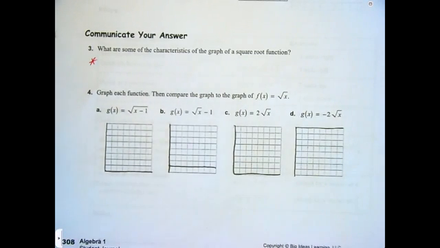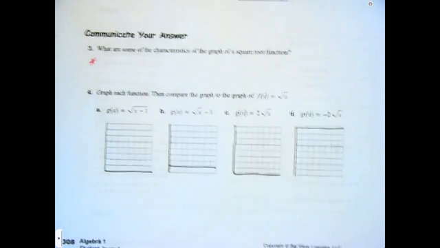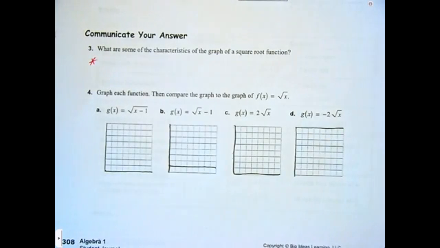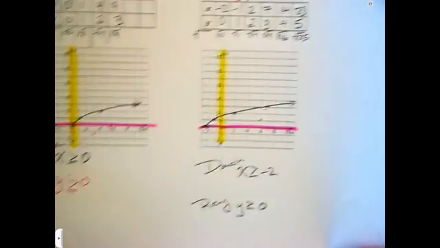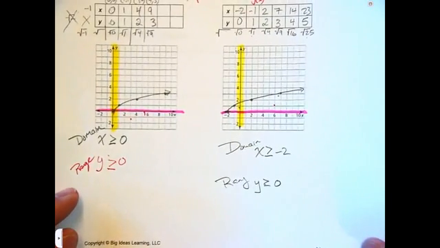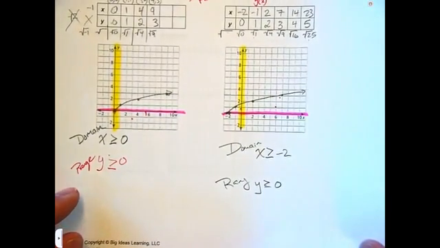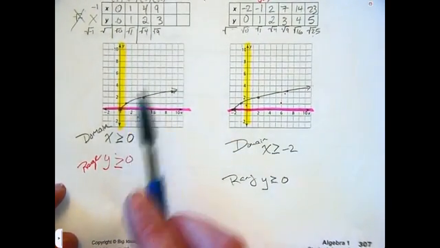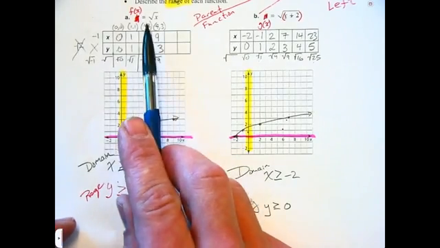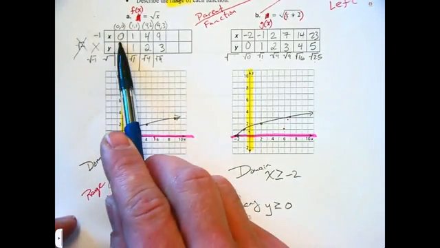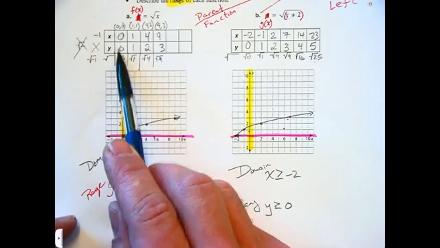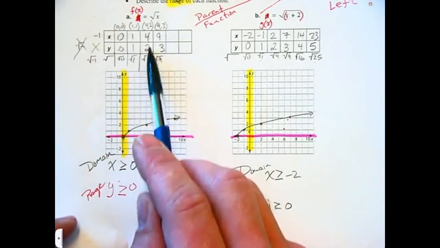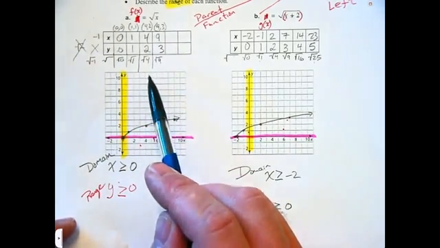Hey, guys, I really would like to show you the quick way to do these. We can make a table every single time. We can also learn some patterns involved here. If we know that the square root of x looks like this, and it has this table, 0, 0, 1, 1, 4, 2, 9, 3.